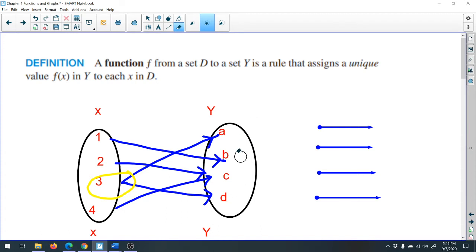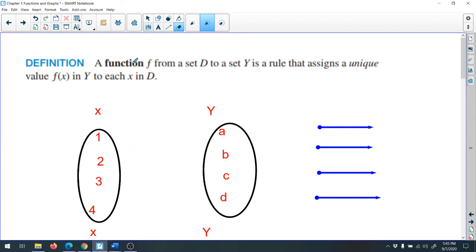Also, if we have all participated except one of them, like 2 didn't participate, but 3 and 4 participate, we call this relationship not a function, because every member of X should participate once. Every member has a unique value, not just 1, 3, and 4, but we should include 2 in the relationship. So this is not a function.